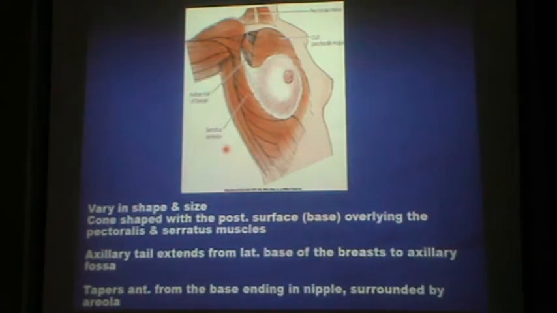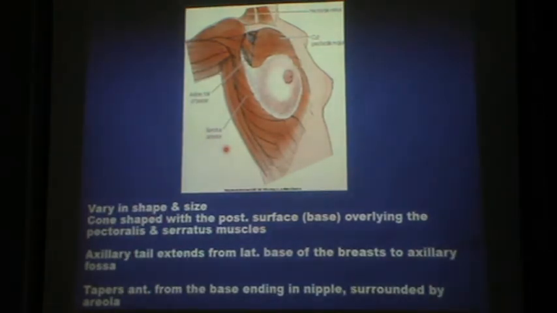This is the anatomy of the breast. The breast varies in shape and size. It is a cone-shaped structure with a posterior surface base overlying the pectoralis and the serratus muscles. This is the serratus muscle. The axillary tail extends from the lateral base of the breast to the axillary fossa. This is the axillary tail of the breast. It tapers anteriorly from the base to end at the nipple. It is surrounded by the areola. This is the areola and this is the nipple.